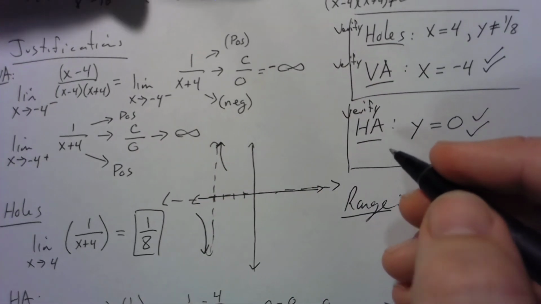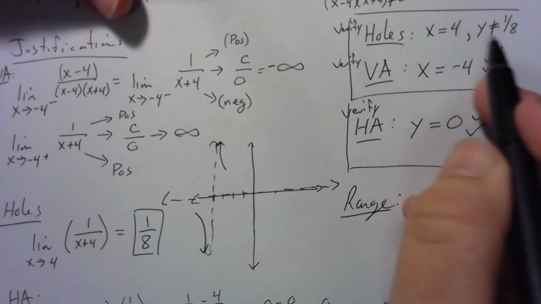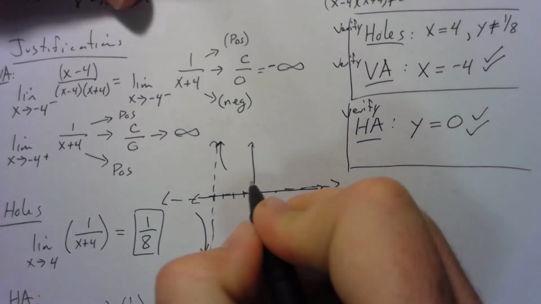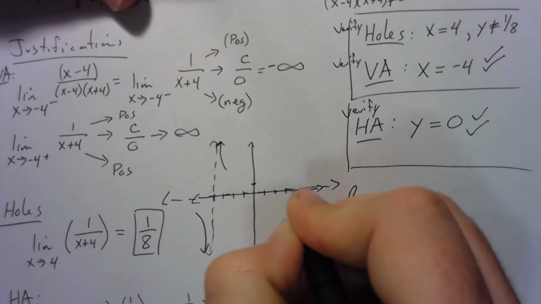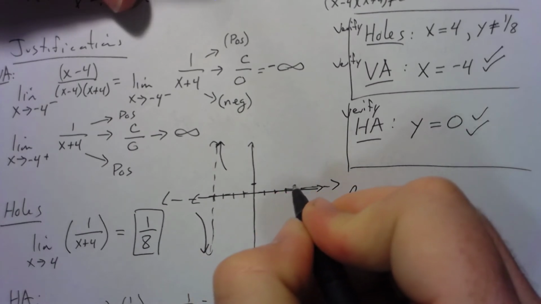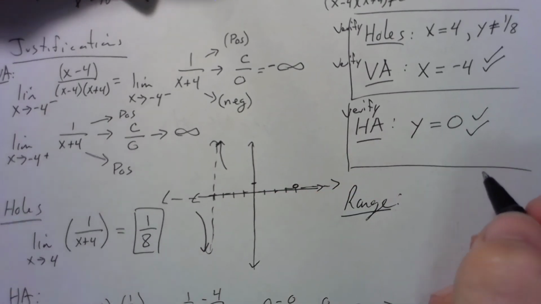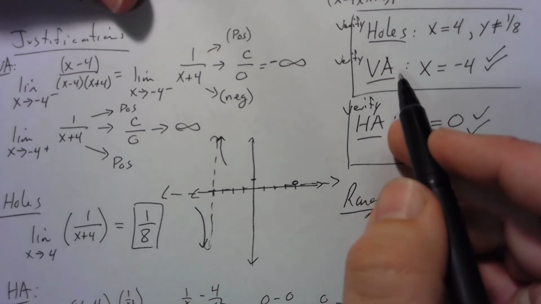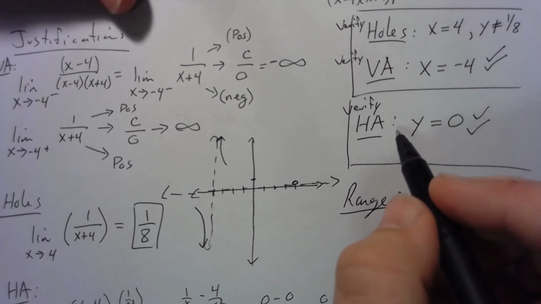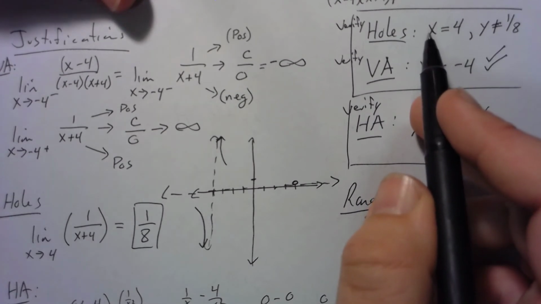I know that as we get closer and closer to the value of 4, we should be getting closer and closer to the value of 1/8. So if this value right here is 1, I go 1, 2, 3, 4. 1/8 should be somewhere right about there. And again, I'm drawing an open circle there because that's a hole. So now I've identified my vertical asymptote on the graph, my horizontal asymptote, and the hole and where it exists.